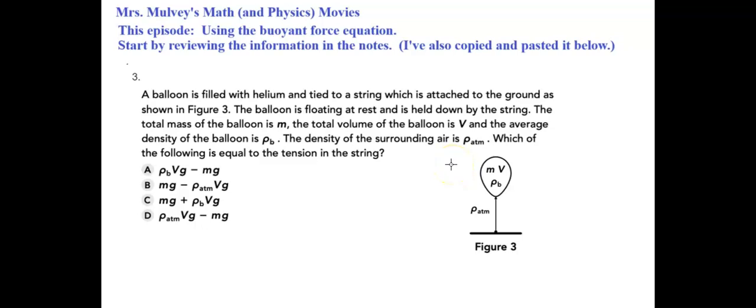I know the total mass of the balloon. I know the volume of the balloon, right? Not that I know it, but I've been given an expression for it. I notice the average density of the balloon is rho sub B, and I know the density of the surrounding air is rho sub ATM, which stands for atmosphere.